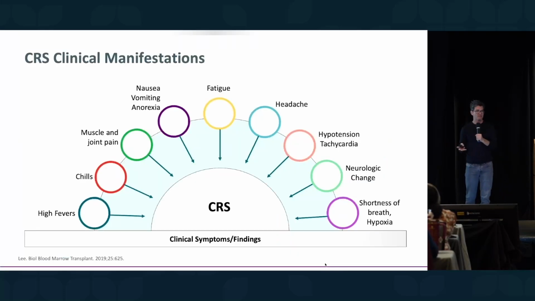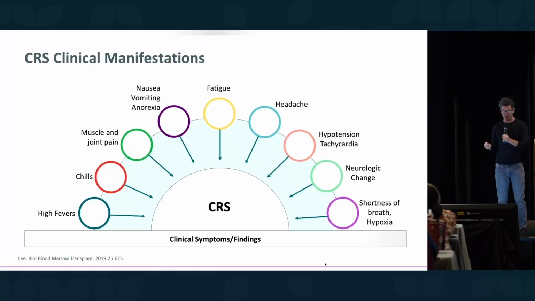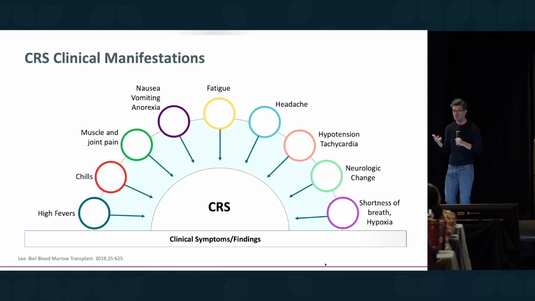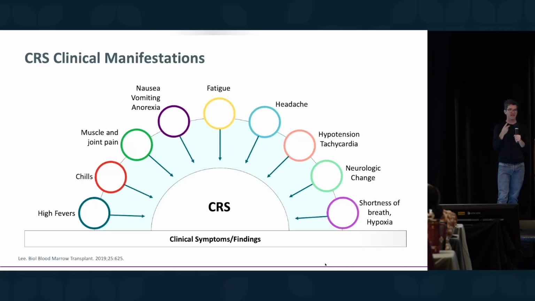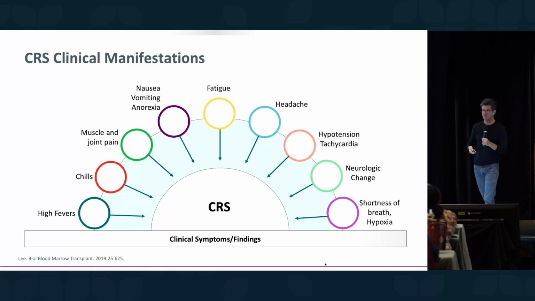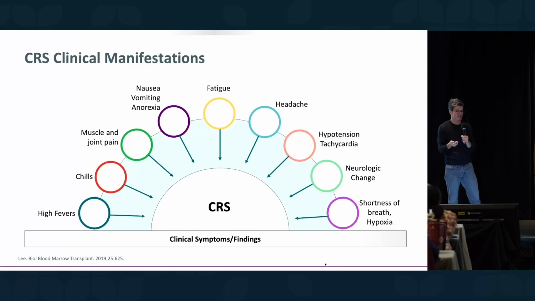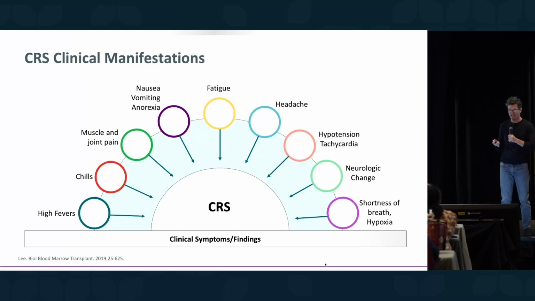So what are the manifestations or symptoms? Like I mentioned, chills, high fever, muscle or joint pain, nausea at times, fatigue, headaches, low blood pressure, low oxygen, shortness of breath, and sometimes confusion. Sounds like the flu, right? Minus the runny nose or any other type of infection. So that's kind of what it is, cytokine release syndrome.